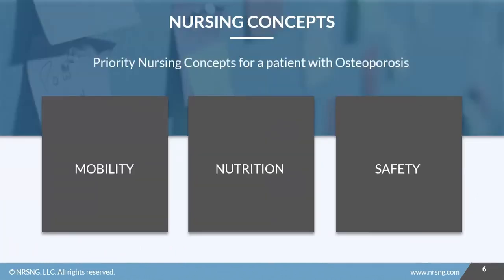So top priority nursing concepts for a patient with osteoporosis are going to be mobility and safety there, nutrition, and safety. We've got to prevent falls. It is so important, guys. They are so at high risk for fracture, okay? And then, of course, we want to get their calcium and vitamin D up in their diet. Dairy products, green leafy vegetables, all really, really good for that.